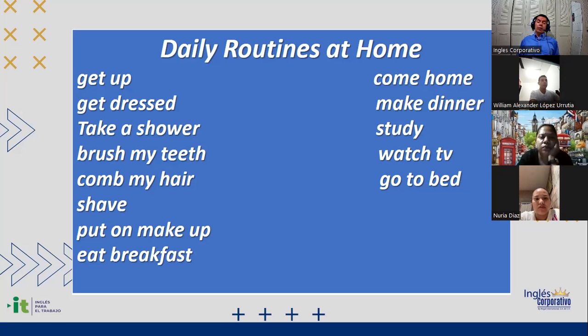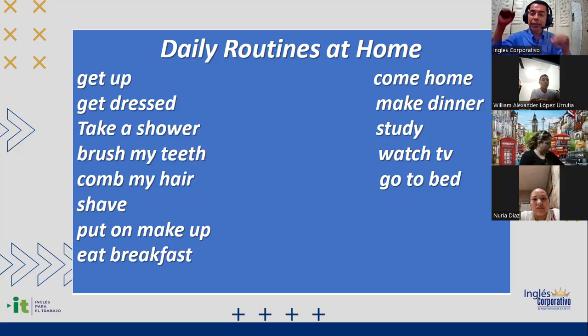Okay. William, please, can you read them again for the class? Read, please. Todas, teacher. Please. Okay. Get up, get dressed, take a shower, brush my teeth, comb my hair, shave, put on makeup, eat breakfast, come home, make dinner, study, watch TV, go to bed. Okay, thank you very much.